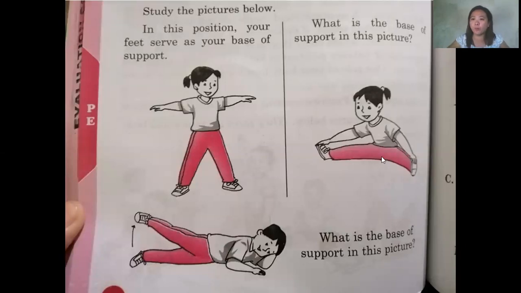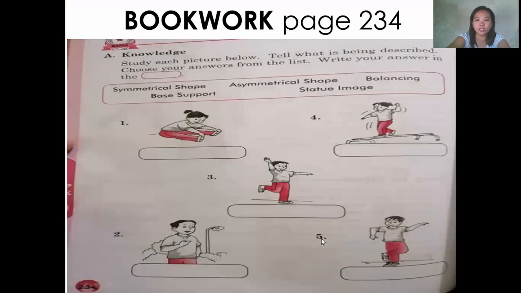So for this one, your feet. This one, your hands and your legs. Here, your half body. Okay, half of your body is the base support. Now, please get your book and open it on page 234. Ready, go.